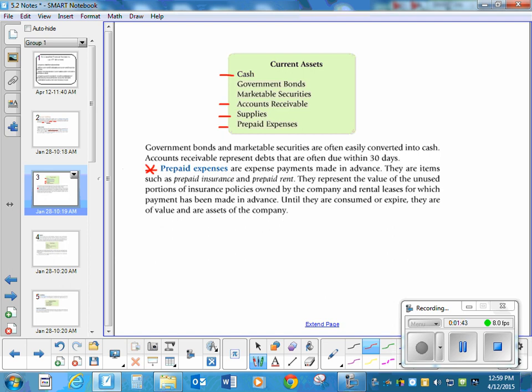These are payments made in advance. They are items such as prepaid insurance and prepaid rent. They represent the value of the unused portions of insurance policies. So if your company buys a whole year's worth of insurance, as they use it, the cost or the value of that insurance goes down. So anything that you haven't used yet, you can actually convert into cash. That's why it's going underneath the current assets.